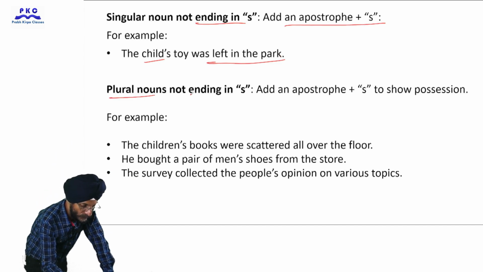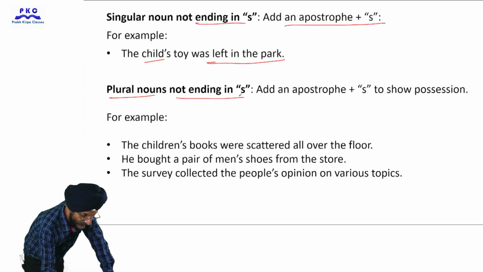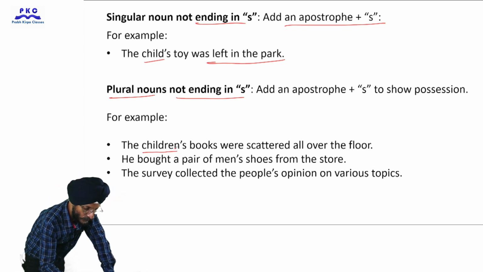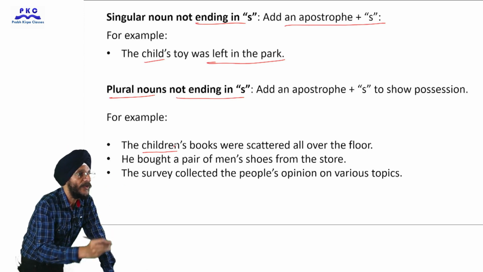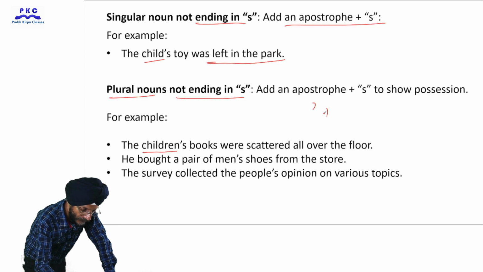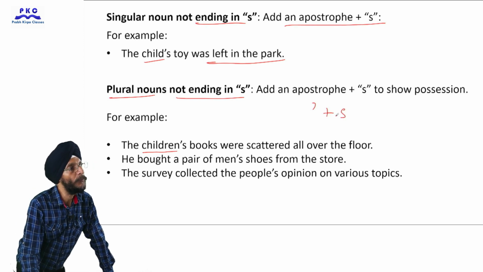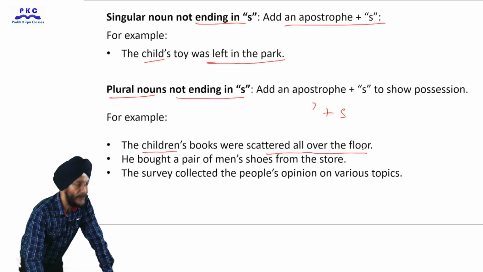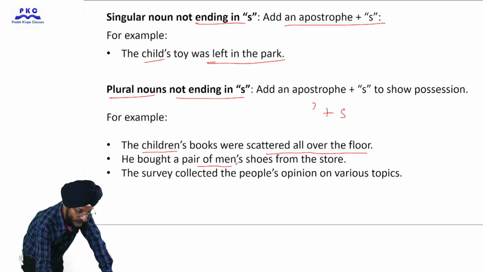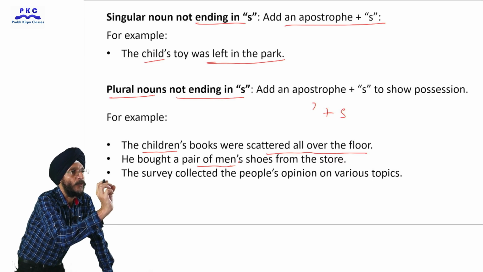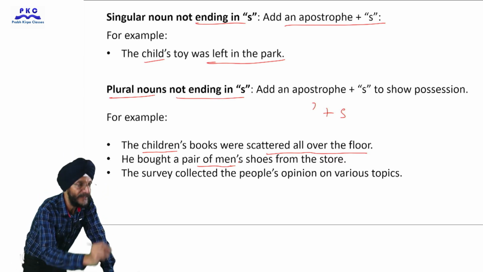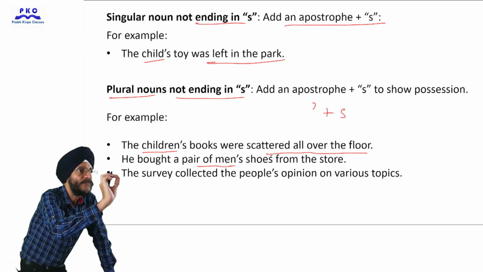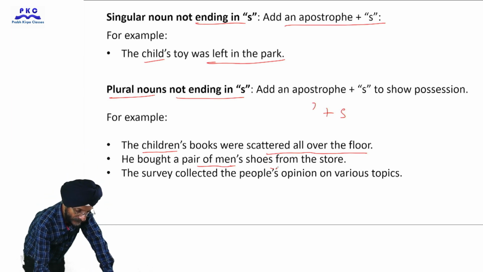Now we talk about plural nouns not ending in s. Here you will see that this is the plural noun and here the last letter is n. So it does not end in s. So here we will add apostrophe plus s, both these, to show possession. Children's books were scattered all over the floor. He bought a pair of men's shoes. Men is a plural noun. Here the plural noun does not end in s, it ends with n. So here we will add apostrophe plus s. He bought a pair of men's shoes from the store.